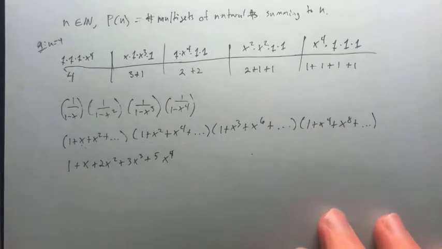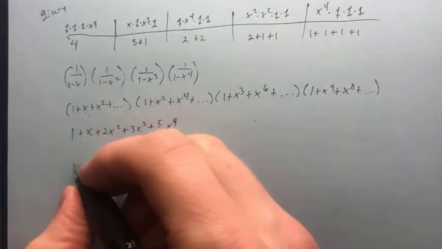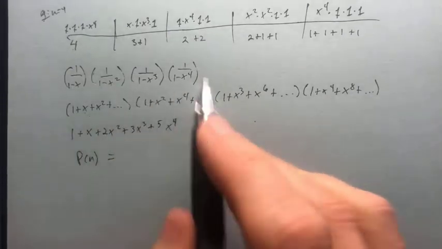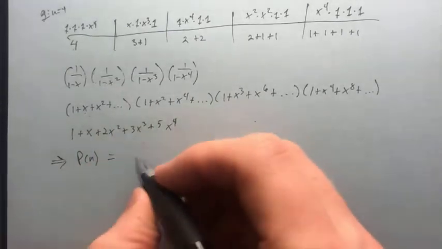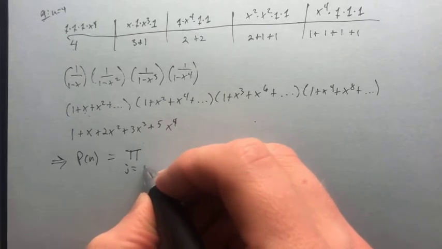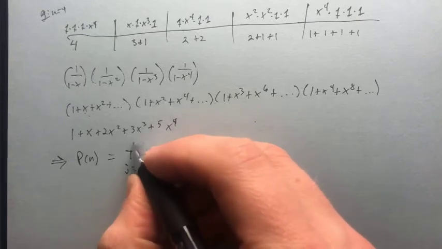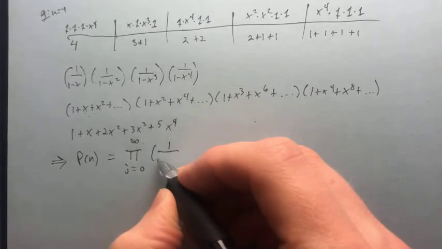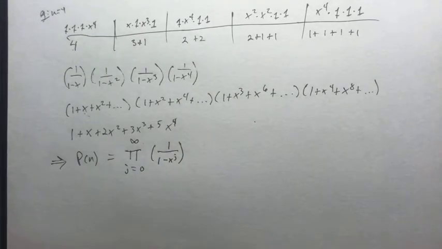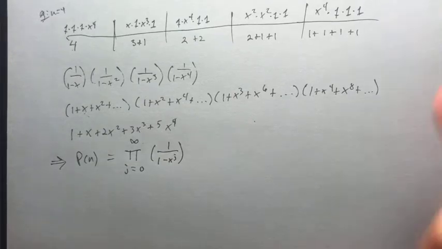So hopefully reasoning like this will convince you that p of n has a generating function, which is just an infinite product of these, which is to say an index product as j goes from 0 to infinity of 1 over 1 minus x to the j. So this pi means product. So if sigma was sum, pi means product. We're going to just keep multiplying these things together.